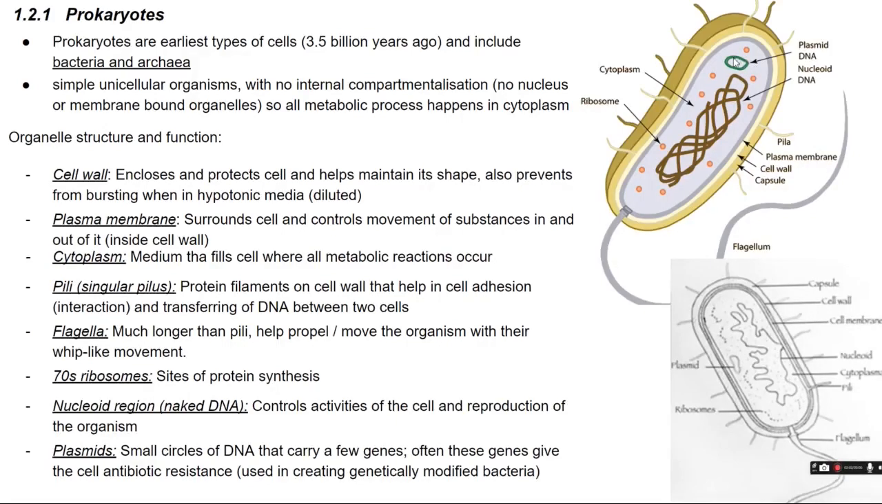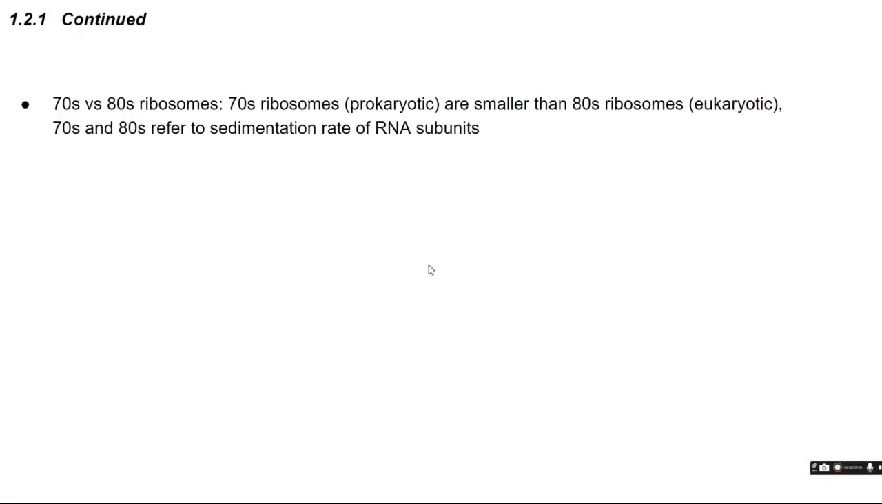And then we have plasmids, which are small circular structures, and they carry a few genes which often give the cell antibiotic resistance. So you're going to need to write all of these organelles down, and you're also going to have to know how to draw and label a prokaryotic cell, as well as identify the organelle structure. So this is a drawing of a prokaryotic cell, and you could just follow this through to remember how to draw it.